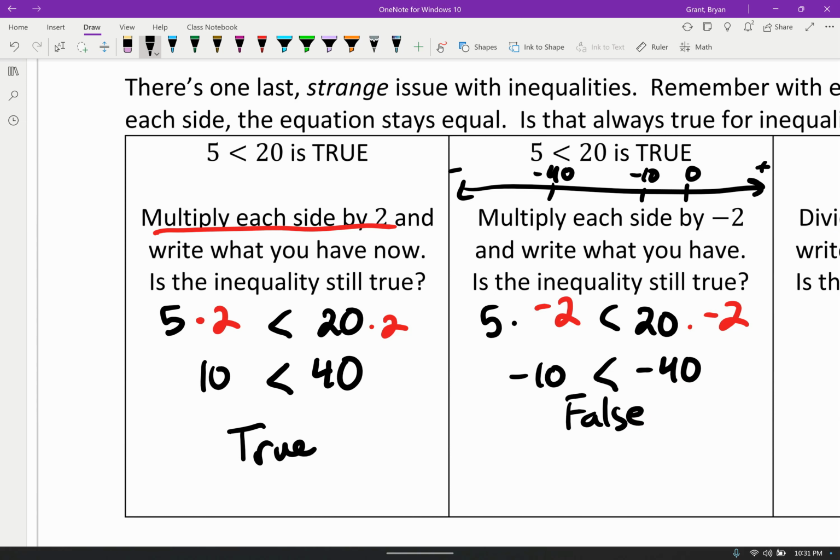How would we change this to make it true? Well, to change it, we would say negative 10 is greater than negative 40. That's true.